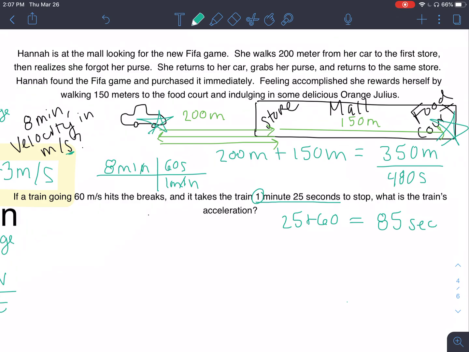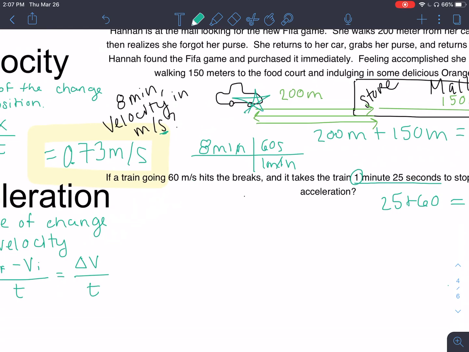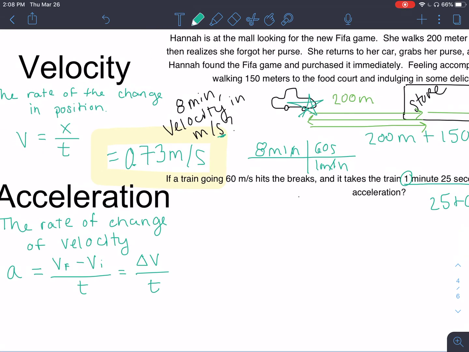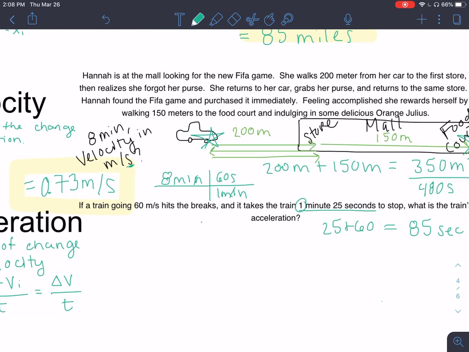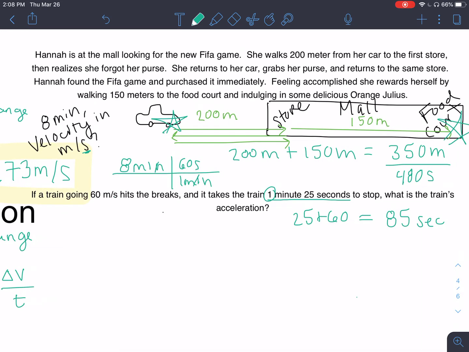Now we'll take the velocity and set it up just as we did in the equation. Notice that there is no initial or ending velocities identified, but it says that the train is coming to a stop. Therefore, the final velocity will be 0. So 0 minus 60 meters per second divided by the 85 seconds that it took to go from 60 to 0.